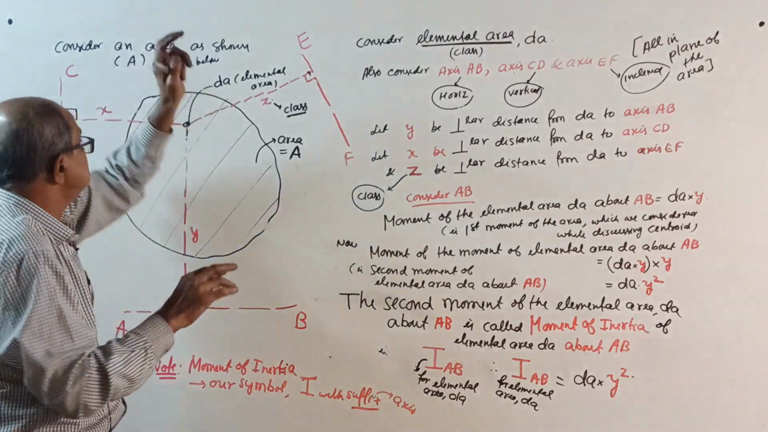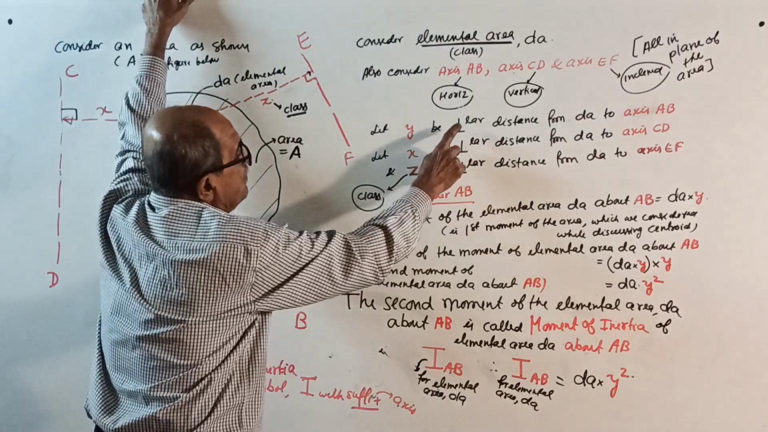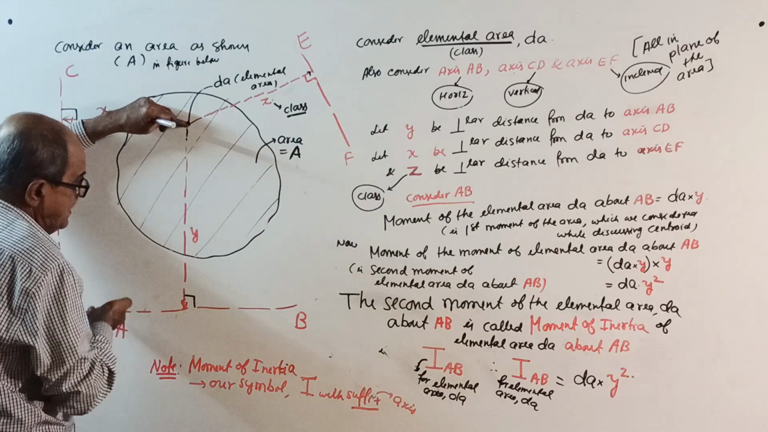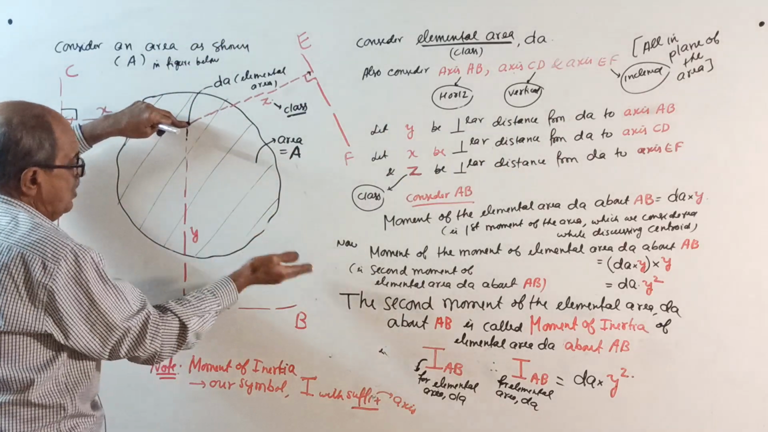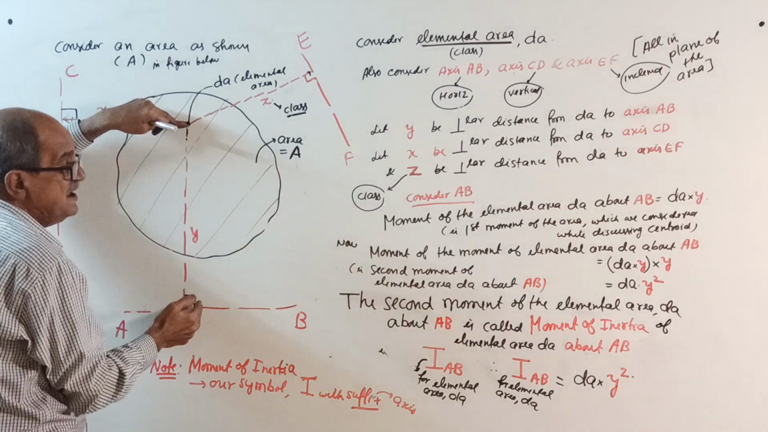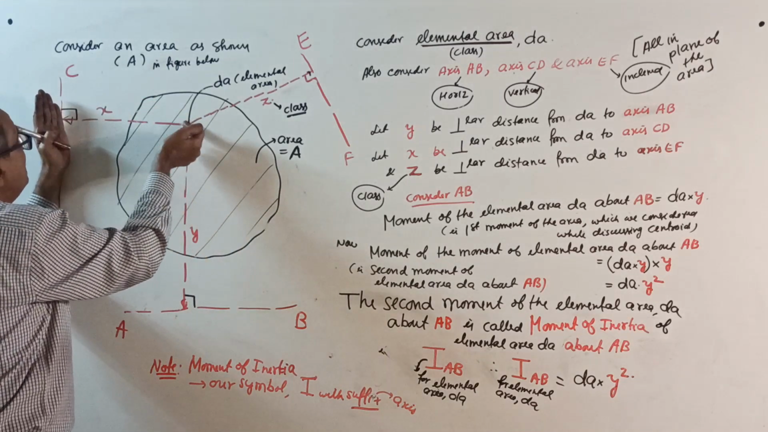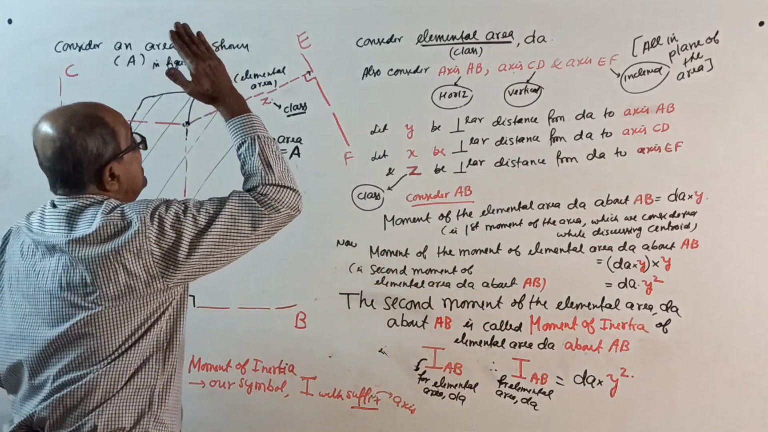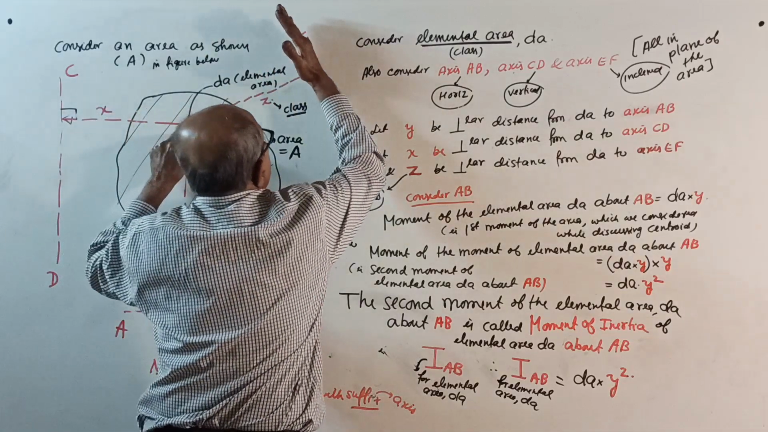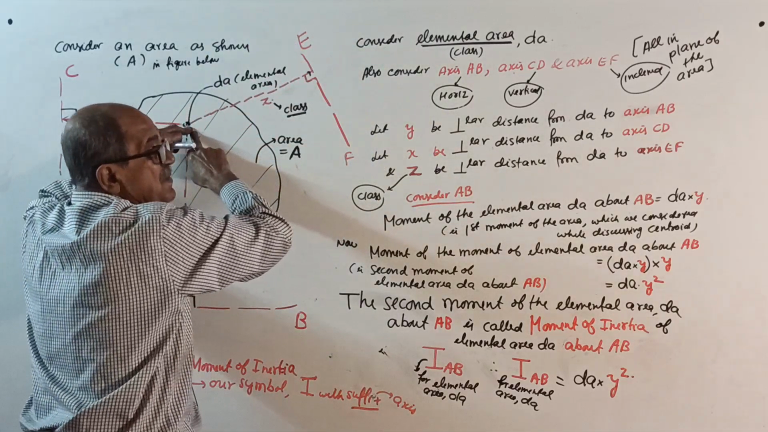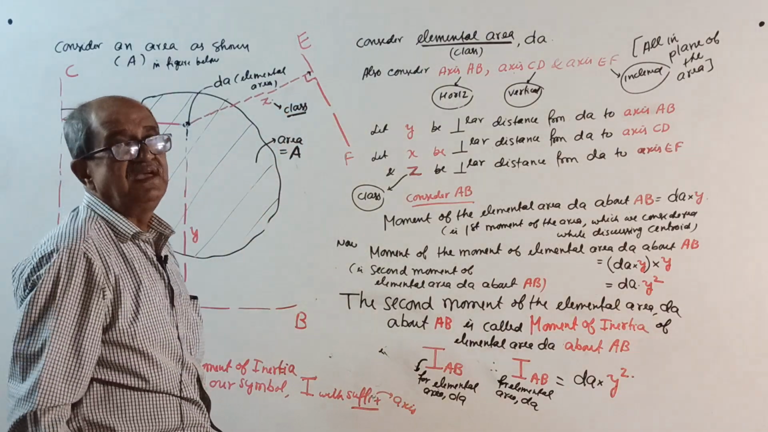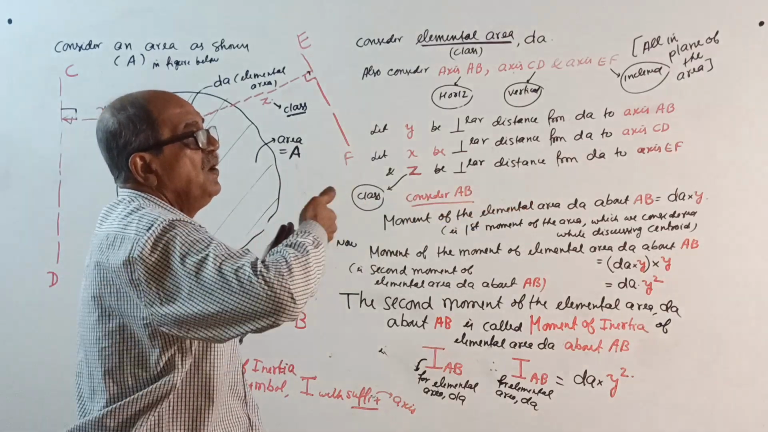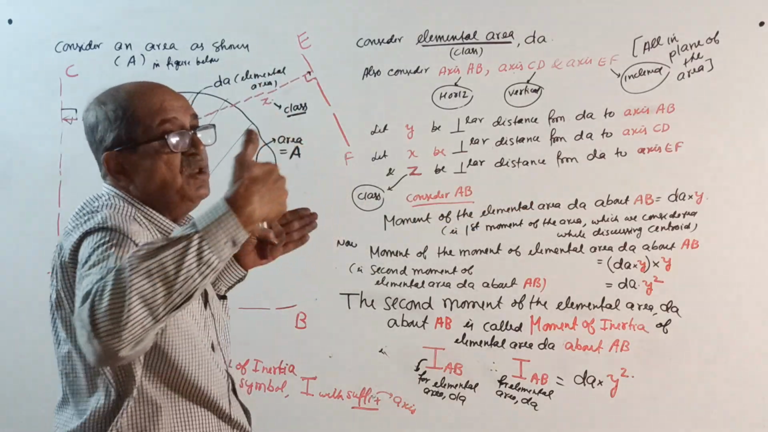Today, basics. Let Y be the perpendicular distance from dA to axis AB. See, for the horizontal axis we consider the vertical distance. Let X be the perpendicular distance from dA to the CD axis. Let Z be the perpendicular distance from this elemental area dA to the EF axis. Some will comment, sir, X is this way, Y is this way, Z is this way.